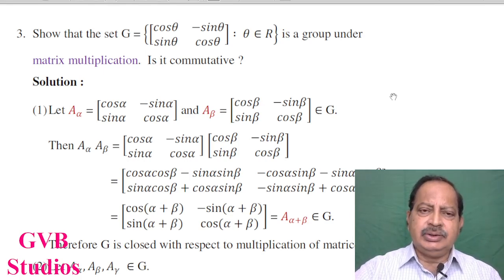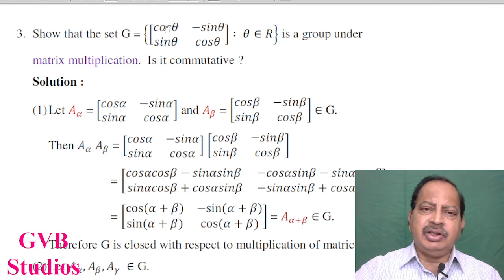In this class, we see some examples on groups. Show that the set G, equal to the set of all matrices of the form cos theta, minus sin theta, sin theta, cos theta, where theta is a real number, is a group under matrix multiplication. Is it commutative? Here in this set, I am taking 2 by 2 matrices of this type.